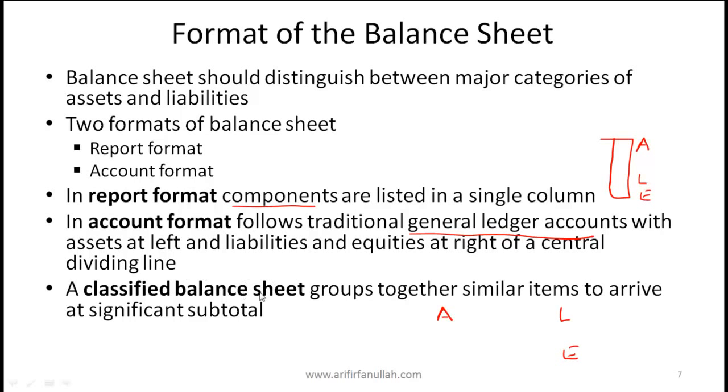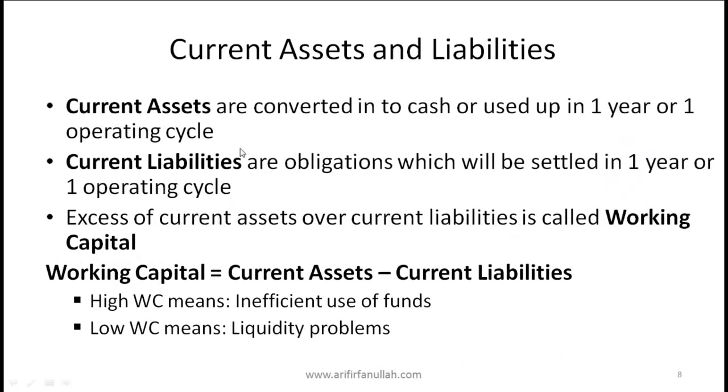A classified balance sheet groups together similar items to arrive at significant subtotals. So for example, you might have cash, inventory, accounts receivable. All these are grouped together and there is a subtotal for current assets. Then property, plant and equipment. All the property, plant and equipment is summed together and we have a subtotal, and so on. So this would be a classified balance sheet.